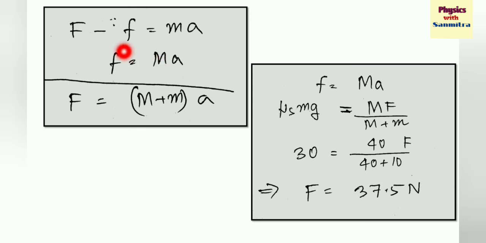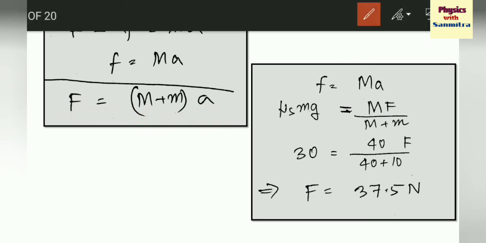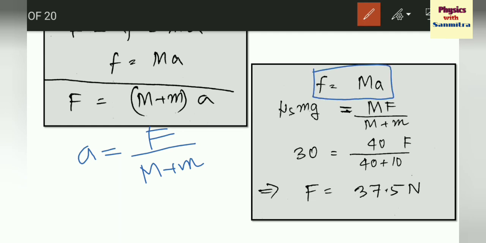See, the first equation was capital F minus small f is equal to small m into a, and small f is equal to capital M into a. We add both of them, and this f and this f will cancel. F is equal to m plus M into a. So a will be F by m plus M, and this small f is equal to capital M into a.